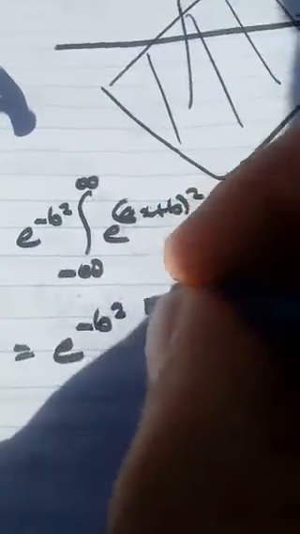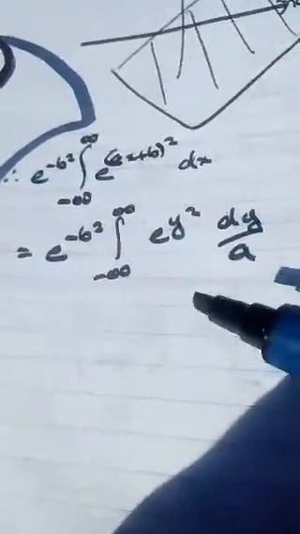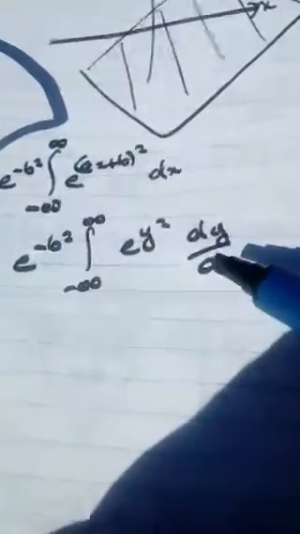Yes, carry the one, dx actually equals e to the minus b squared, integral from minus infinity to infinity of e to the y squared dy, over a. How simple is that? All right, look how simple that is. Now all we have to integrate is this, because that a is just a constant, we can take it out.